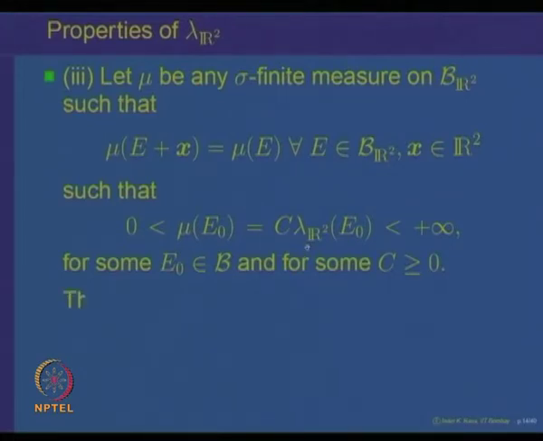Then the claim is that this property holds for every Borel subset. That means, mu of E is a constant multiple of the Lebesgue measure. So, that will prove the uniqueness of the Lebesgue measure with respect to translation invariance. So, let us prove this.